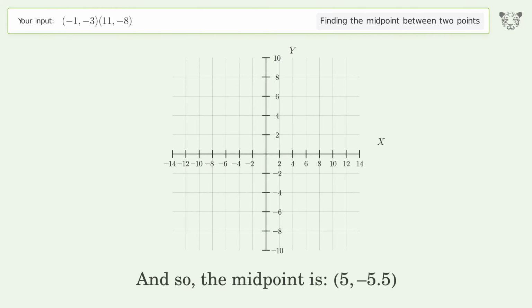And so, the midpoint is 5, negative 5.5.